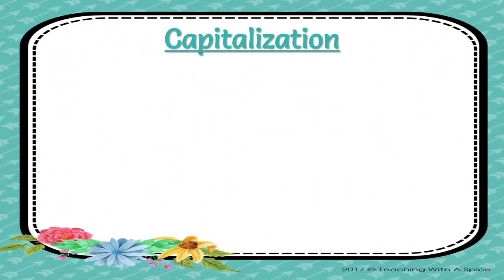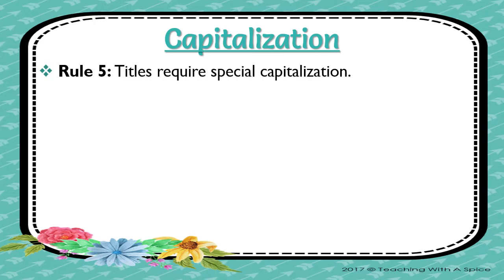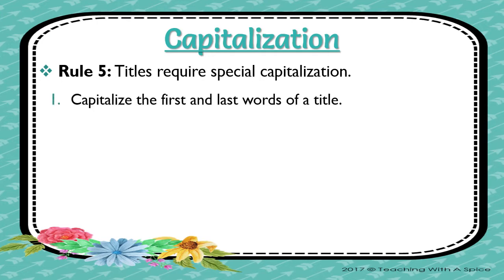talk about capitalization. Rule number 5. Titles require special capitalization. So we're talking about titles of things like books, ships, plays, movies. There are some rules that go with this rule. The first one, capitalize the first and last words of a title. So when you have the title of something, no matter what type of word it is, you capitalize the first and the last word.